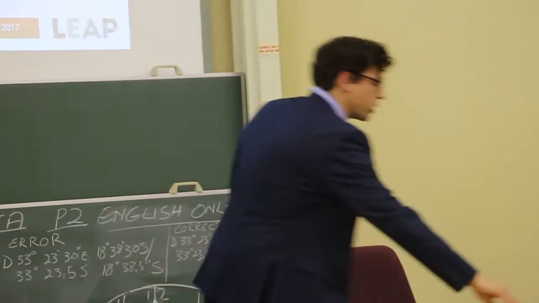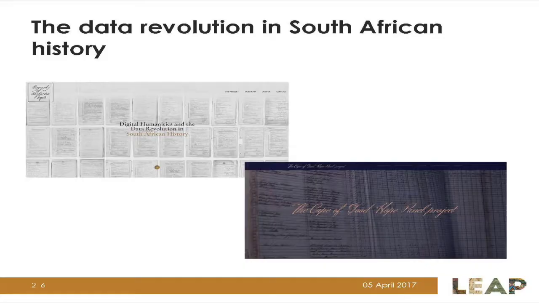Finally, I want to say something about the two projects that I'm busy with at the moment, that Ingrid had mentioned. I know I'm running out of time, so I'll be very quick. The Biography of Uncharted People project, top left, and the Cape Panel project. The Cape Panel is basically a massive project where we transcribe the tax censuses that I've mentioned.